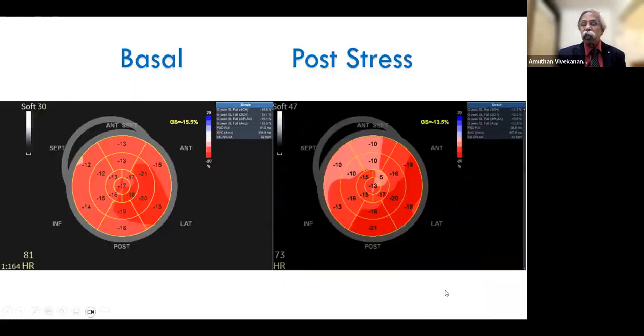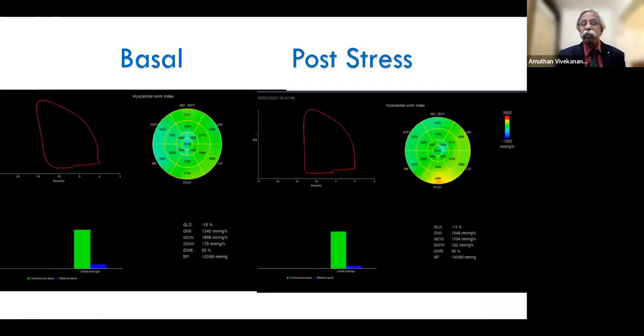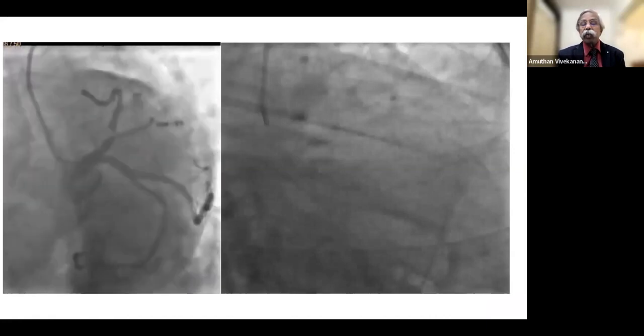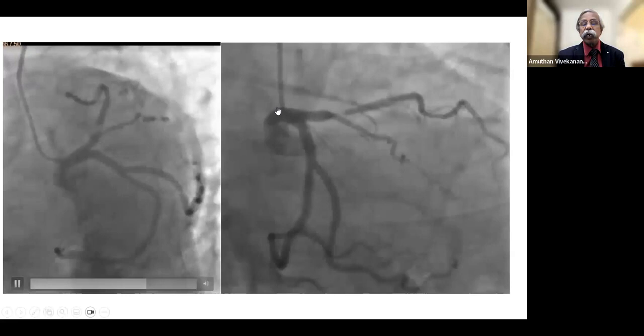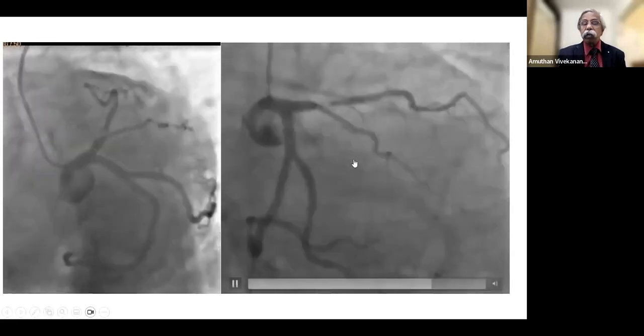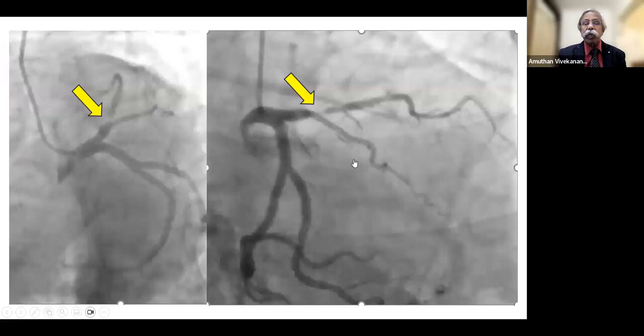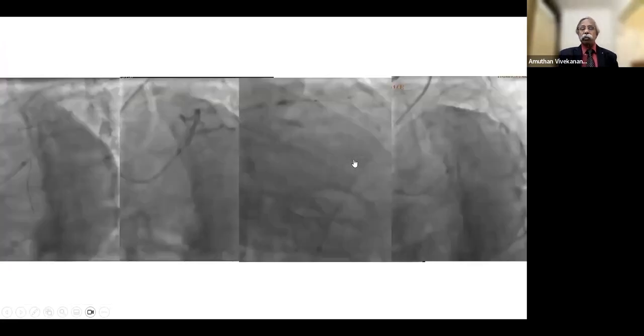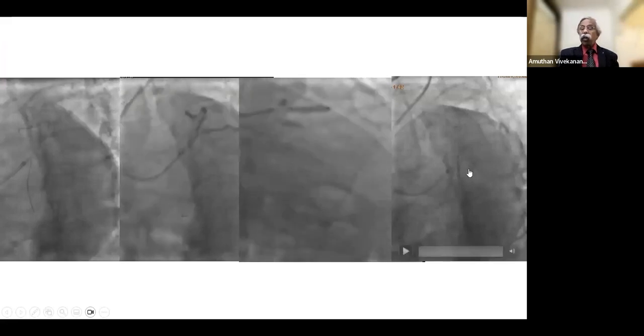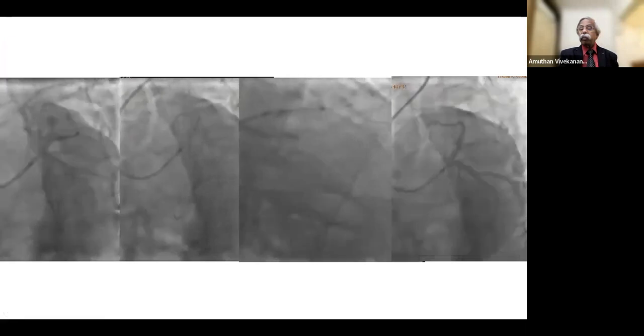And this is the angiogram, which shows that the patient has a 99% occlusion in the mid-LAD. The patient was taken up for stenting and underwent PCI. This had a good result. The patient has gone home well.